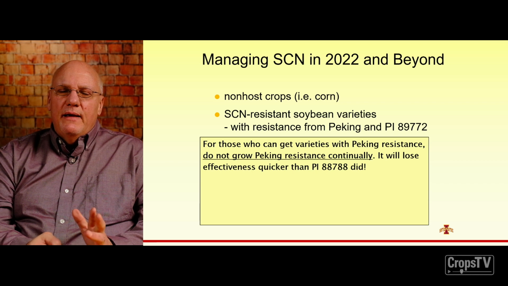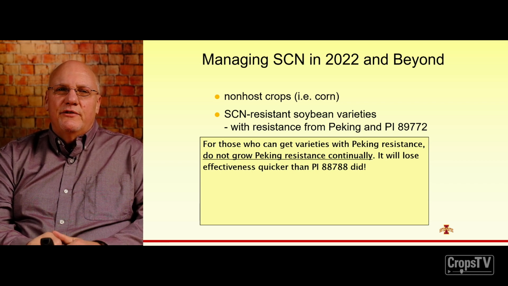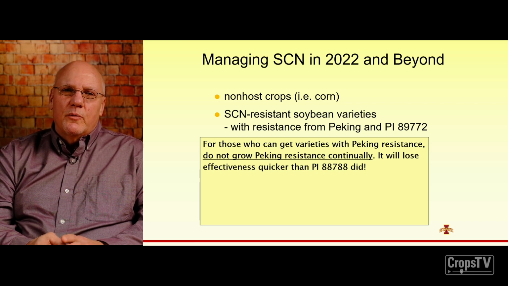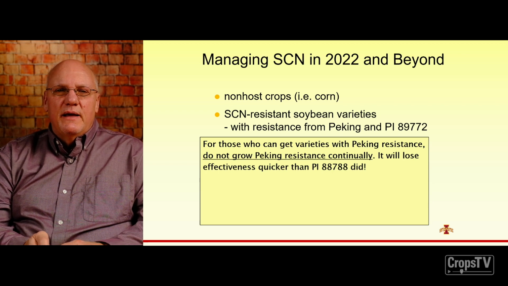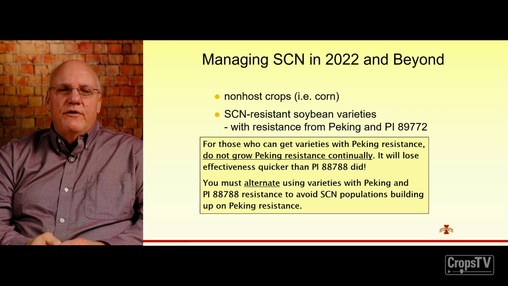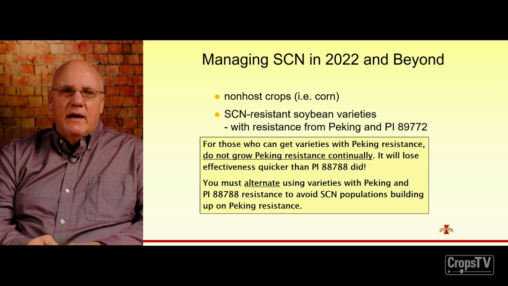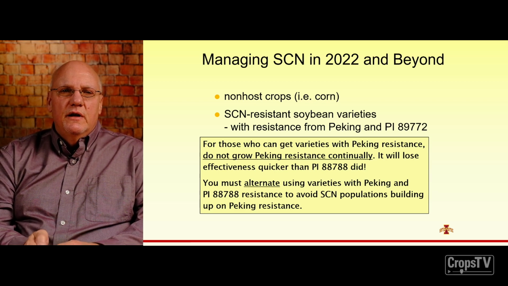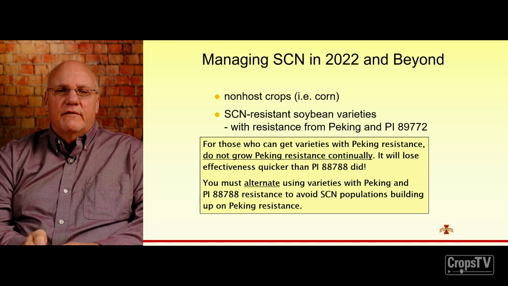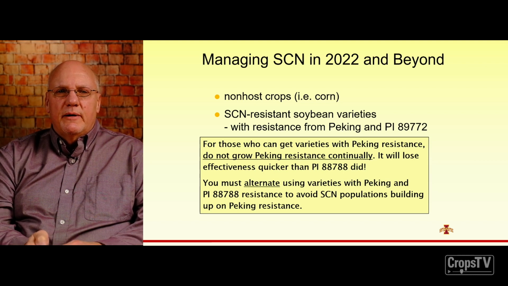For those people that might be able to get a consistent supply of seed of varieties with Peking resistance, I need to caution you to not grow those continually. The resistance will probably break down quicker than the resistance that we saw with PI 88788. And so if you can get the seed, you should alternate growing varieties with Peking and with 88788 resistance in your soybean years of your rotation to avoid us losing the effectiveness of those Peking resistant soybean varieties.